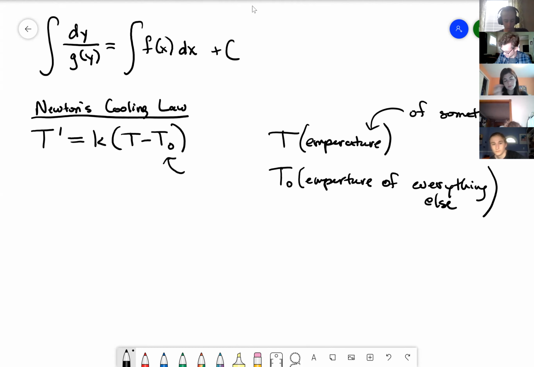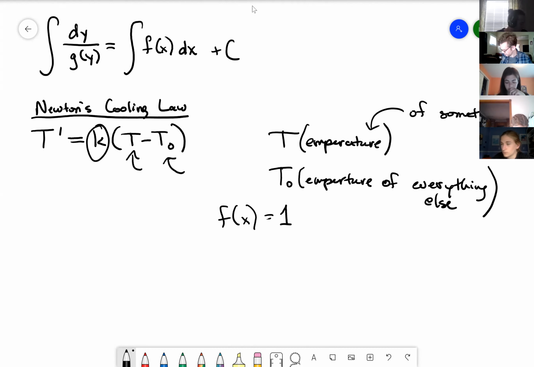So, how can we analyze this thing? Well, first of all, we'll think of our f of x as just equal to 1. Right, this one, there's no x involved. There's no independent variable involved in this equation. This k is a constant, the proportionality constant.